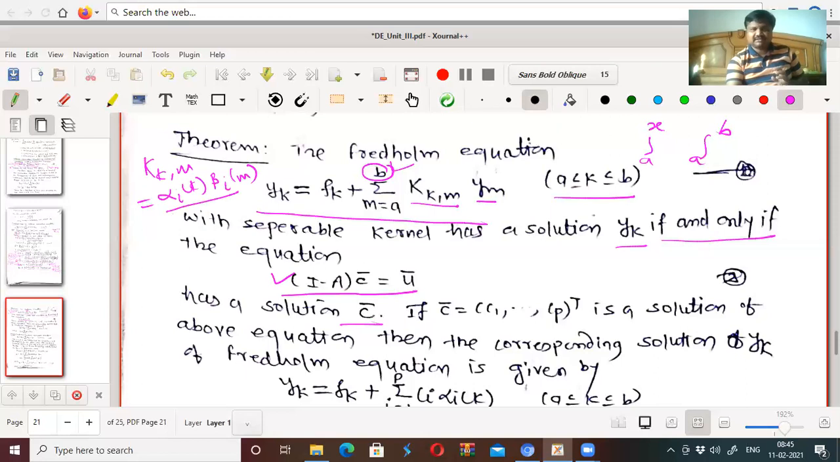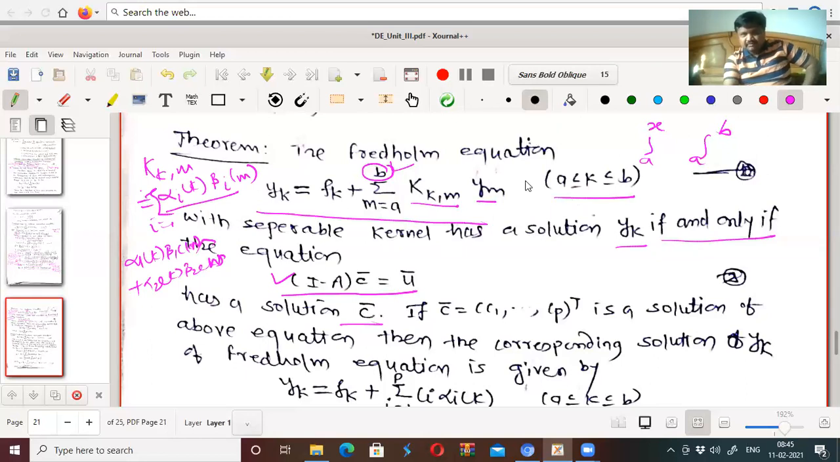And summation is there, i from something. That means alpha 1 of k into beta 1 of m plus alpha 2 of k, beta 2 of m, and so on. That is called separable kernel.